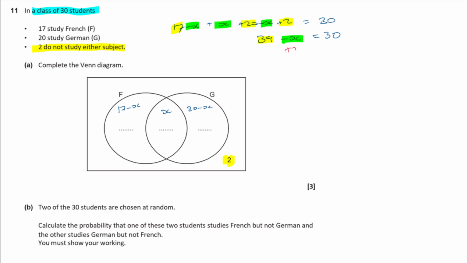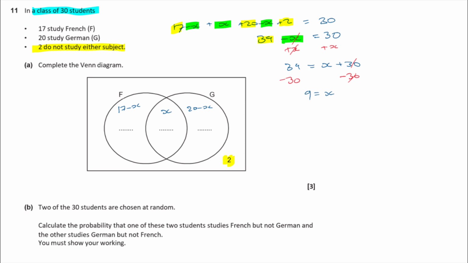Okay, I don't like the fact I've got a minus x there. I'm going to add x to both sides so it disappears from there being negative and re-emerges on the other side being positive. Okay, and then I can subtract 30 from both sides, and that will cancel there and there, leaving me with x on the right, and 39 take away 30 is 9.